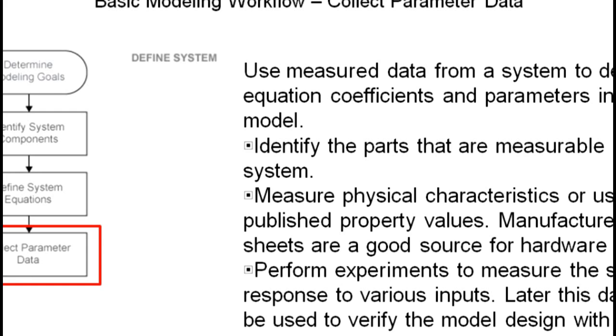Using this data, we identify the parts that are measurable in a system. We measure the physical characteristics or use published property values. Manufacturer data sheets are a good source for hardware values. And we perform experiments to measure the system response to various inputs. We will later use this data to verify our model design with simulations.